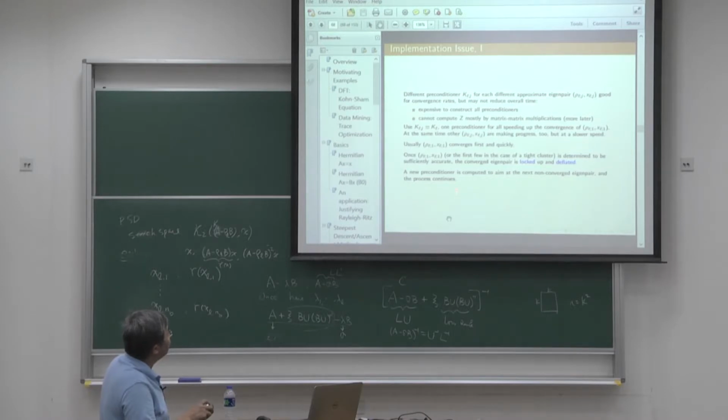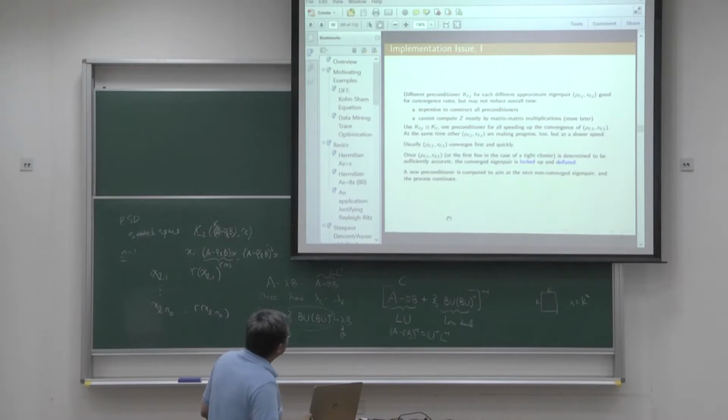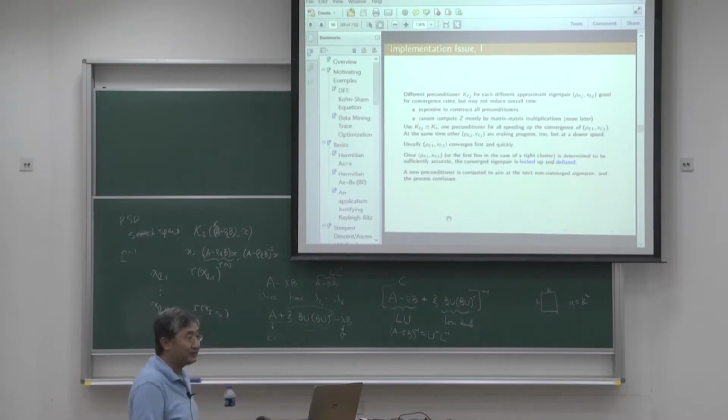And another thing: once the first eigenvalue is locked, you might want to compute a new preconditioner. In the code I didn't, but you can do that. In the future, when you have a large eigenvalue computation, you might want to do that because it makes it more efficient. That means once every eigenvalue has converged, you might want to change the preconditioner to make it go faster.